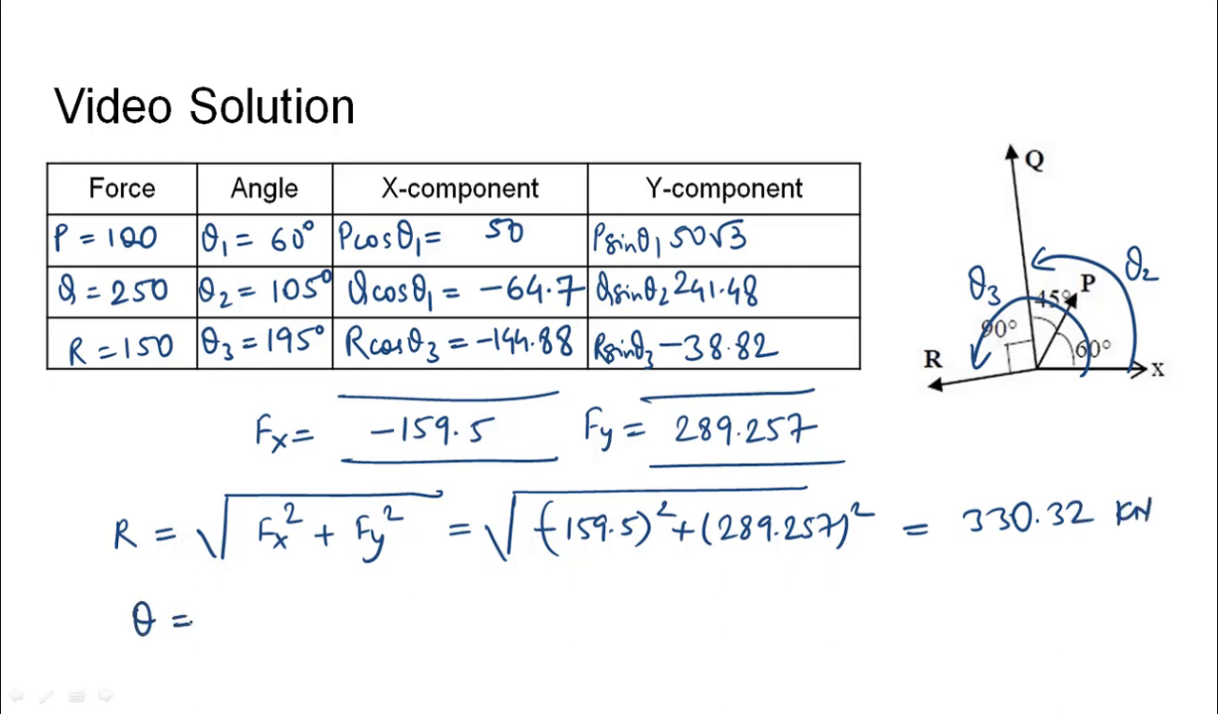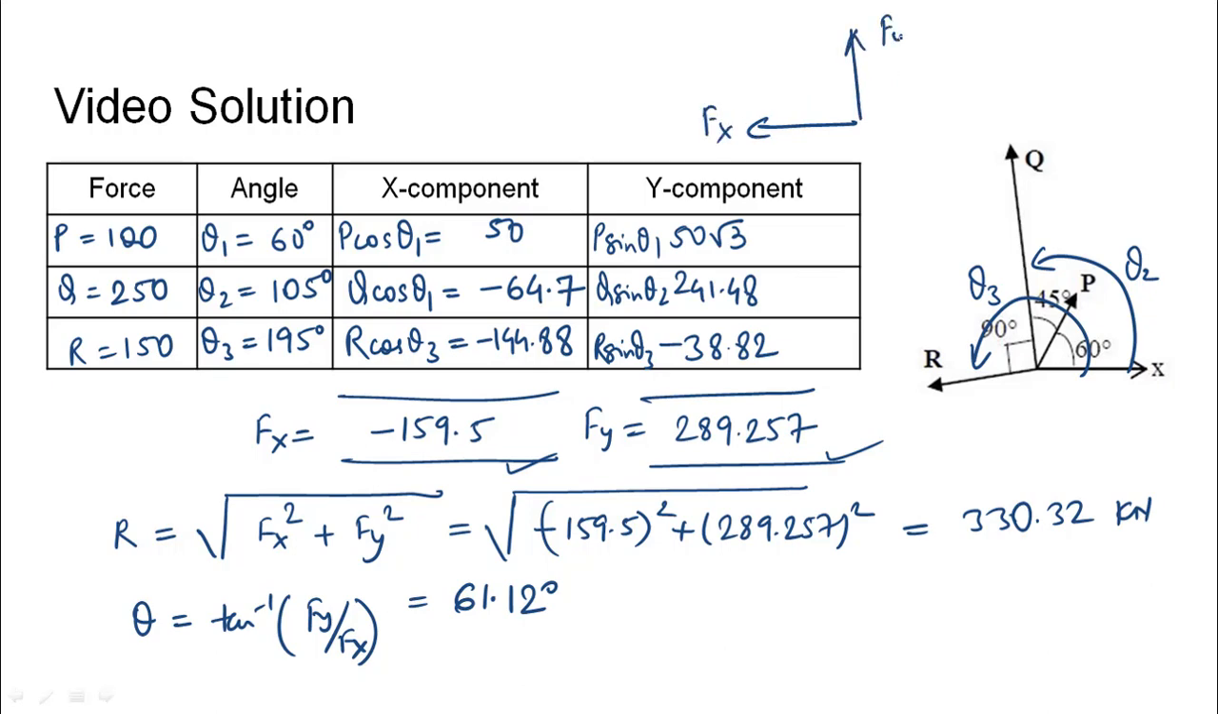Theta here can be found as tan inverse of Fy over Fx. Here we will take both as positive for the sake of simplicity. Theta would turn out to be 61.12 degrees. The thing that should be noted is Fx is negative, so it is in this direction, and Fy is positive, so this is in this direction. So the resultant will be somewhere here.